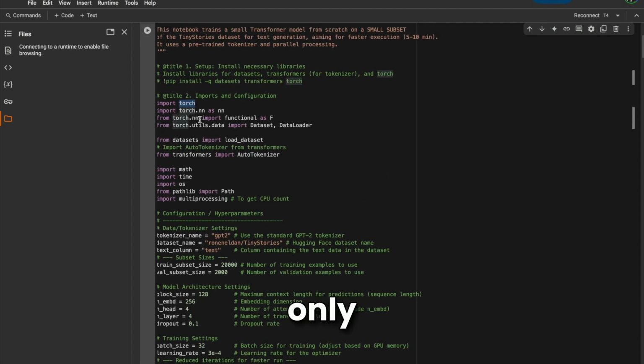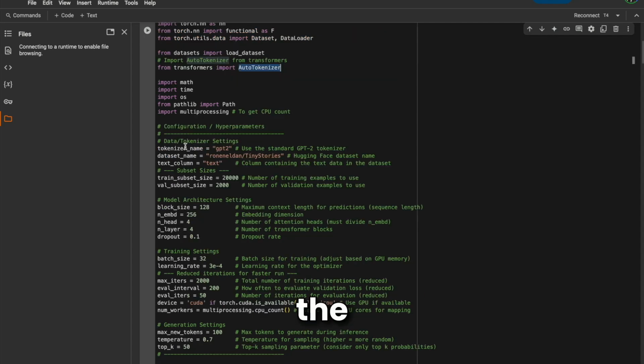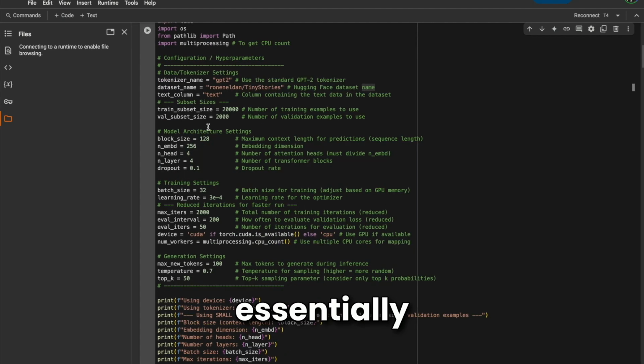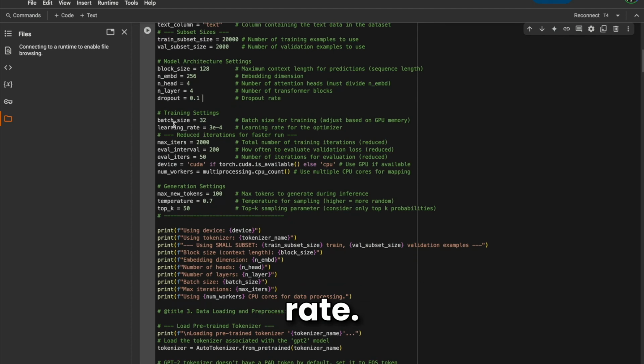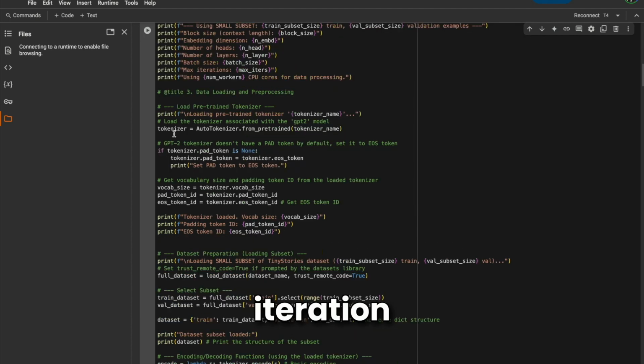So I'm going to only use Torch here, which is a popular AI library, and I'm also going to use transformers to get the tokenizer. Here I'm going to use the same tokenizer as GPT-2, and my dataset here is the TinyStories dataset. So I'm going to train my network with a story dataset essentially. And then I have some model architecture settings: a block size, embedding dimension, number of heads, number of layers, and something called dropout rate. Then I have some training settings, the batch size, learning rate, and some iteration settings.